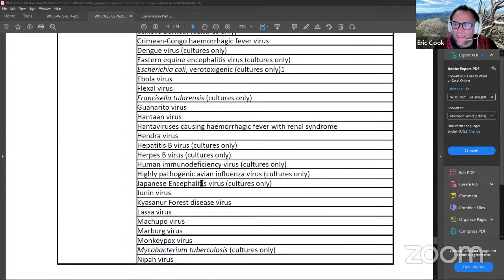So go ahead and take a look at that list. You'll see things on this list. For example, we have hepatitis B virus. That's kind of common. That is cultures only, so only high concentrations of the hepatitis B virus. We have, for example, human immunodeficiency virus, so HIV. But again, HIV is only listed as a culture. So if you have a culture of HIV, it's considered category A, whereas a patient specimen with HIV would be considered category B. Let me go back to my presentation again.